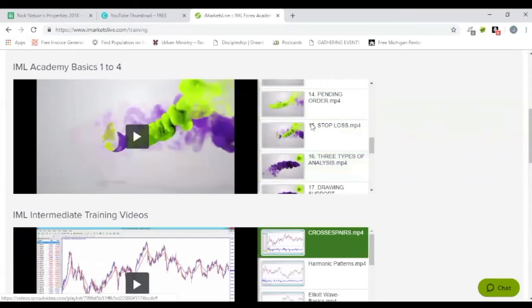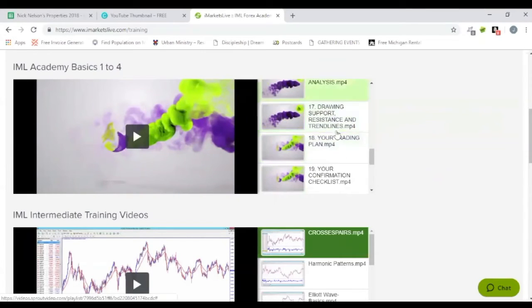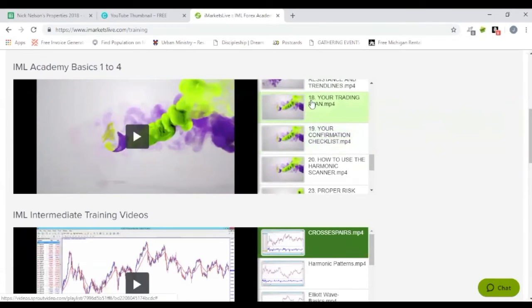Listen, stop loss. Your stop loss is your best friend, okay? You better know how to use a stop loss. Three types of analysis, how to draw these things on the chart. Your trading plan is going to help you go through and develop your trading plan, how to develop a confirmation checklist and how to develop that for you.